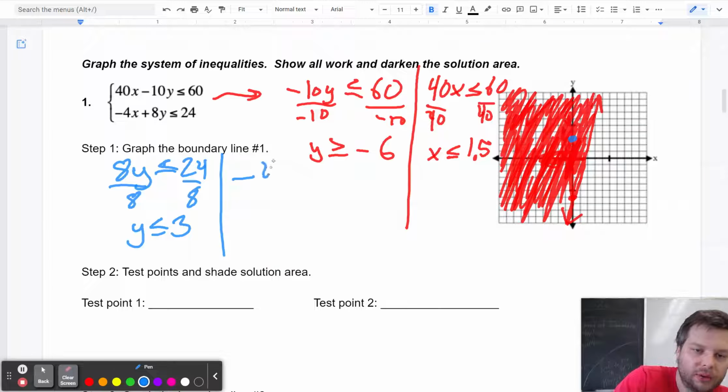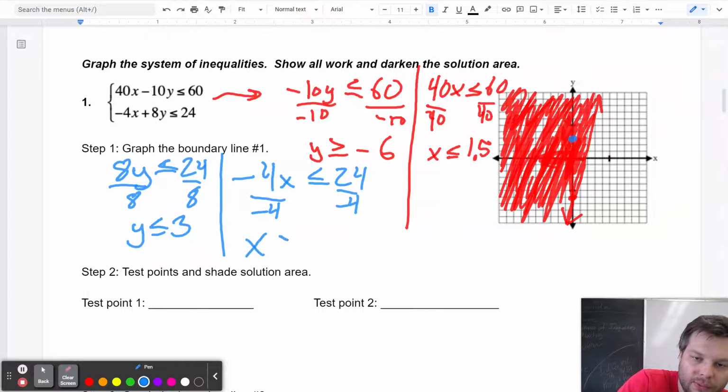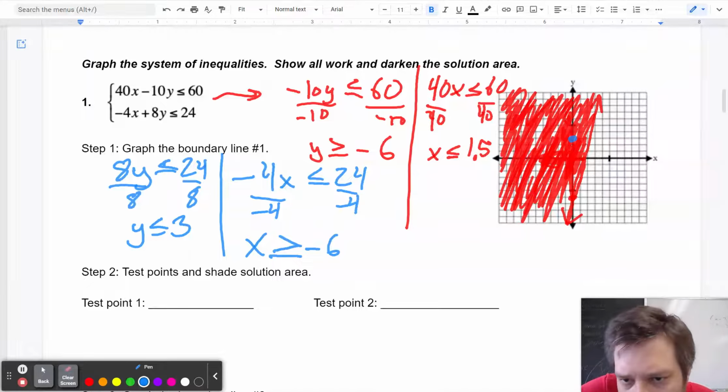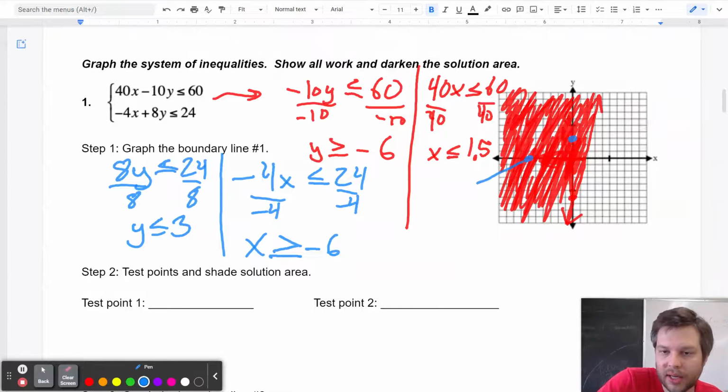If I make y equals 0, I have negative 4x is less than or equal to 24. Divide both sides by negative 4, and I get x is, flip the direction because it's a negative, x is greater than or equal to negative 6. That looks like it's right about here. Kind of hard to see, but that seems good. Connect your two dots with a solid line. I shade to the right from my x-intercept, and I shade below my y-intercept, and I get this whole region here.